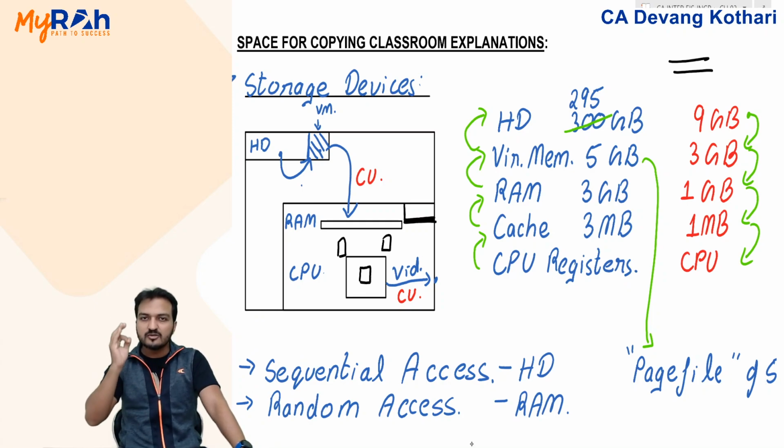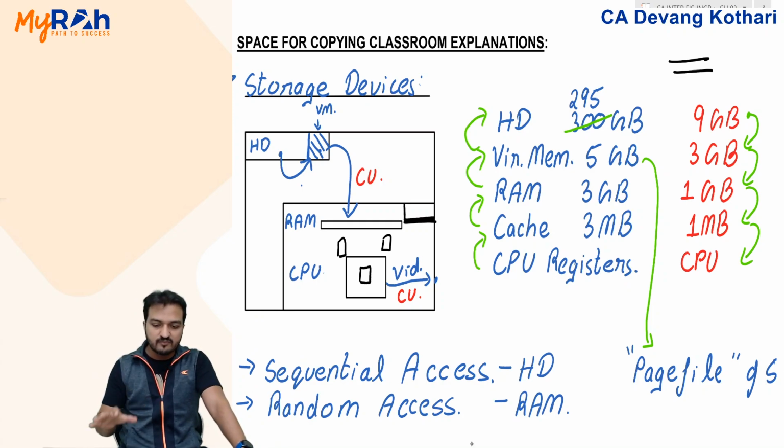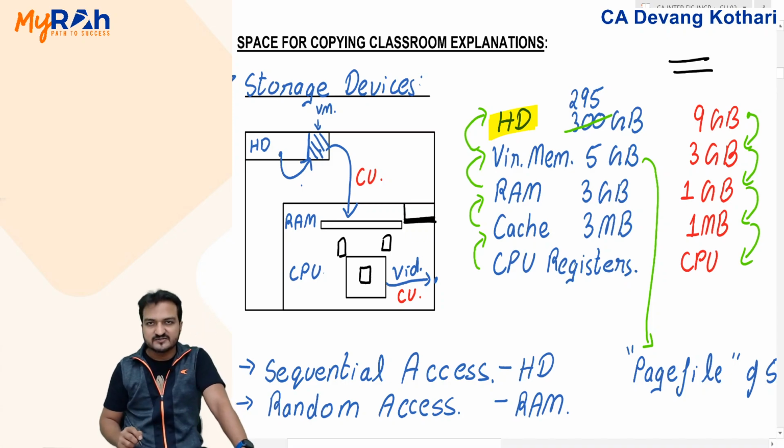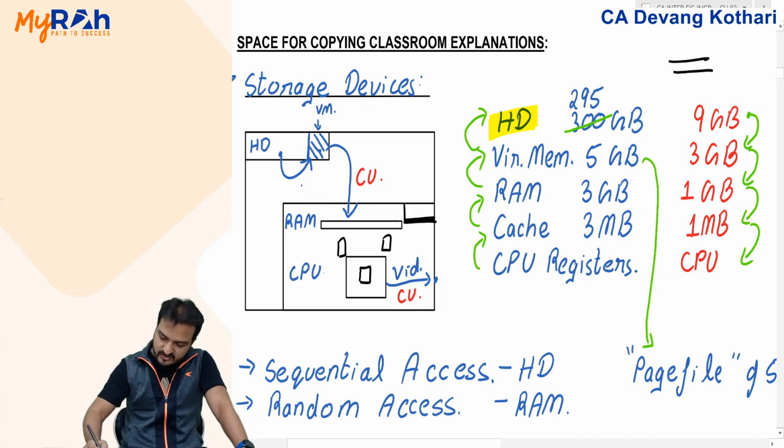The main storage inside your computer, the main storage which contains all the data, all the programs for a long-term basis, that storage was which one? That storage was the hard disk. Hard disk is the main storage inside your computer.